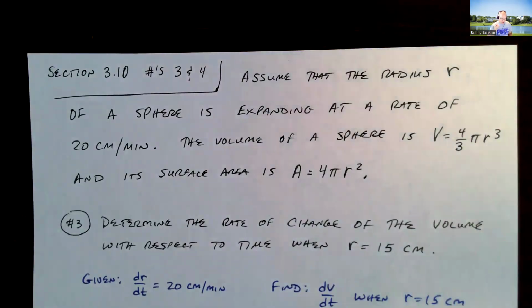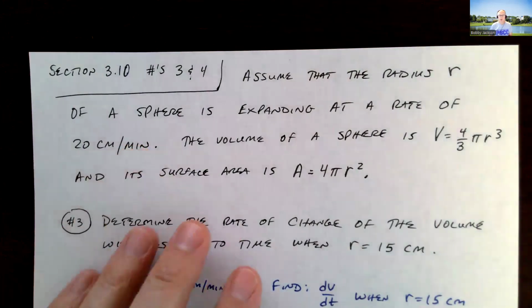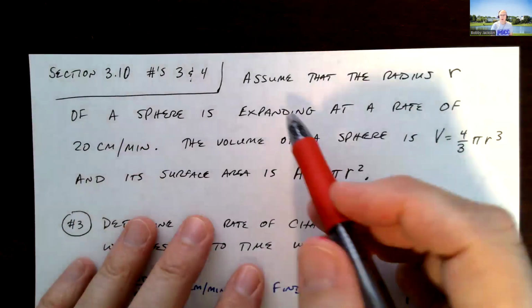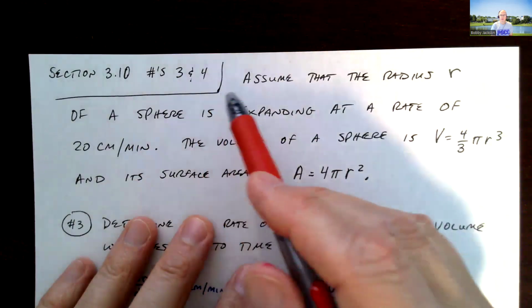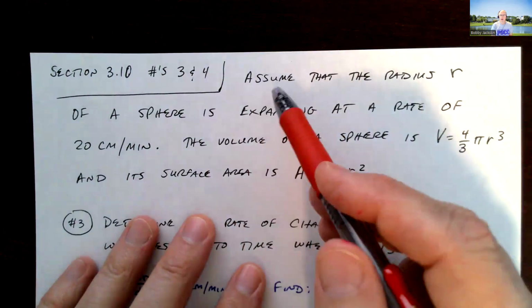Hey everyone, we're going to take a look at numbers 3 and 4 in section 310. They are related to one another, and I'm going to use the information for number 3 on number 4 as well, and I'll explain.